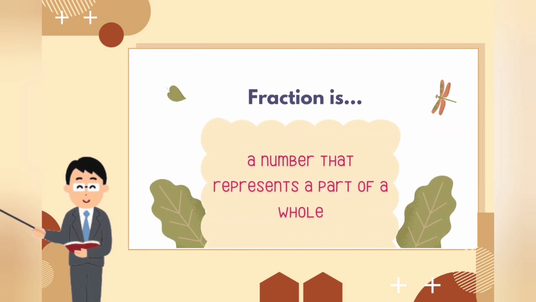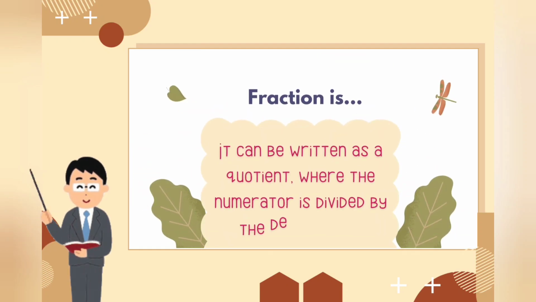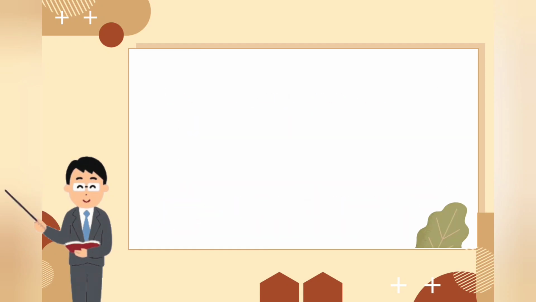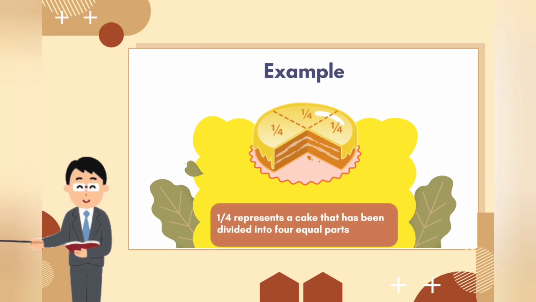A fraction is a number that represents a part of a whole. A fraction can be written as a quotient, where the numerator is divided by the denominator. As seen in the image, for example, 1/4 represents a cake that has been divided into 4 equal parts.